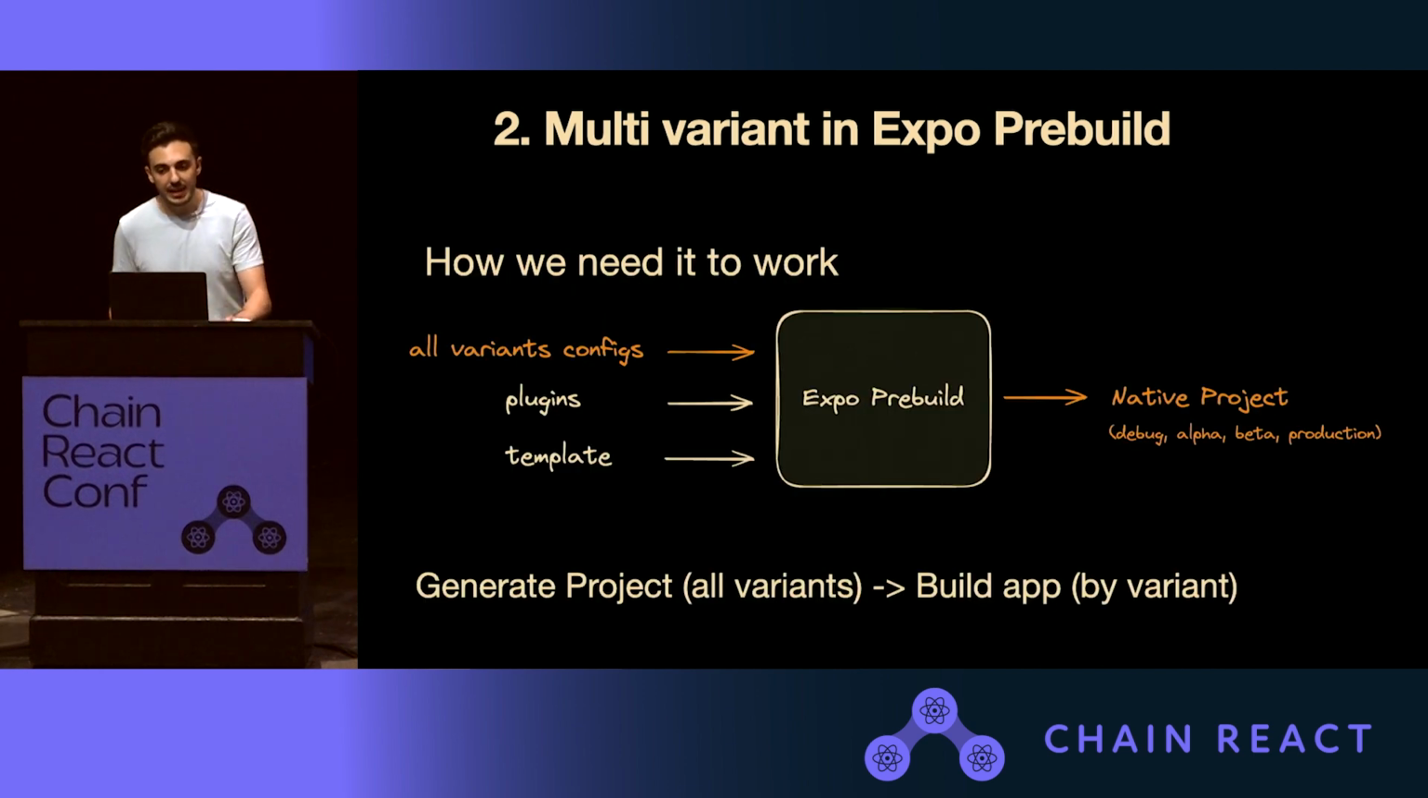Well, the good news is that Expo Prebuild is very powerful and extensible. We can create plugins that can leverage the mods that Expo already offers to create or modify pretty much anything within the native projects. That means we can create a new plugin that would support config properties for different variants in a single native project.